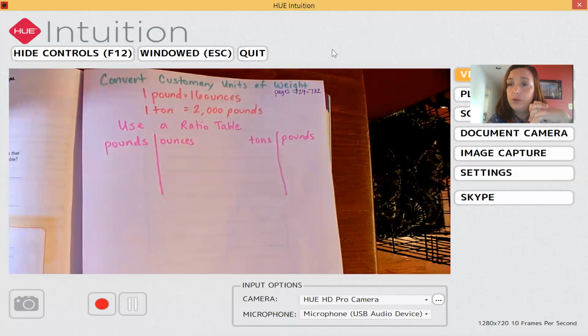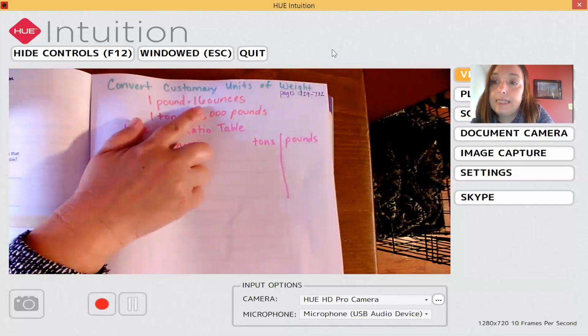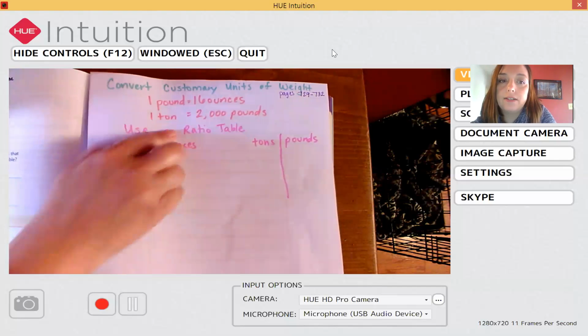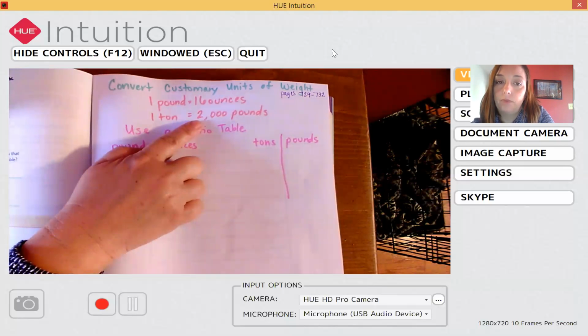I just want to remind you that to convert means to change. So we use this when one way has been used to measure an object and we need the measurement in a different weight. So the customary units of weight and how we convert them: 1 pound is equal to 16 ounces. 1 ton is equal to 2,000 pounds, okay?